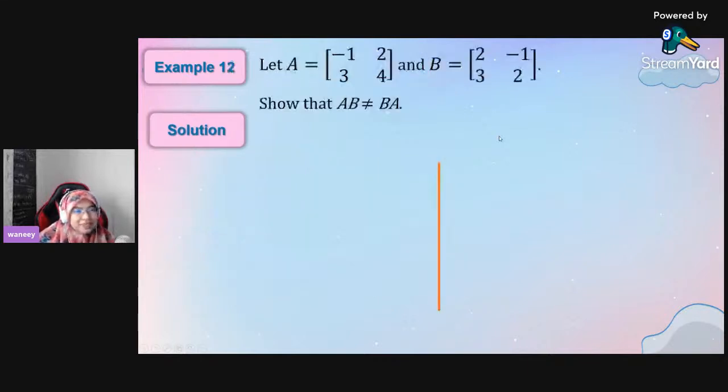Okay, next. Right, so now let A be [-1, 2; 3, 4] and B be [2, -1; 3, 2]. Show that AB is not equal to BA. Firstly, on the left hand side, you should calculate what AB is first. Then on the right hand side, you should calculate what BA is. So calculate A times B, and then calculate B times A.